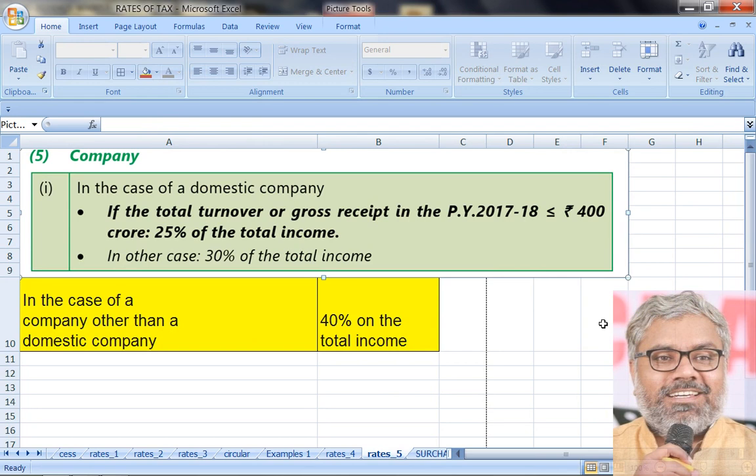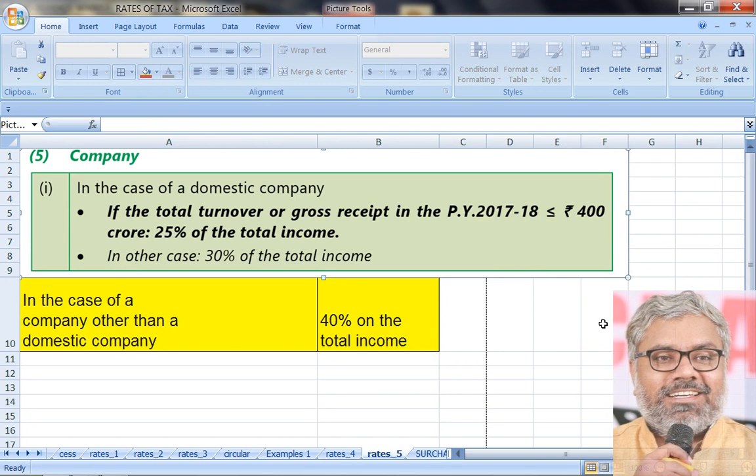If it did not exceed 400 crores in 2017-18, that is turnover, not tax, not income, turnover, then the tax rate applicable is 25%. So only to get clarity on whether the 25% tax rate or the 30% tax rate is applicable, one of them only being applicable, we have to check the turnover of this domestic company for the previous year 2017-18. That's all.